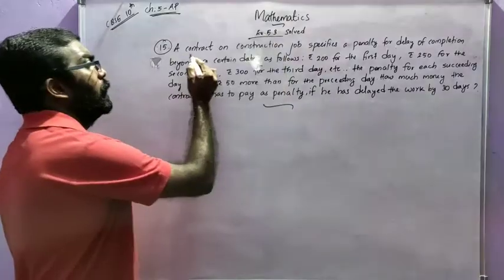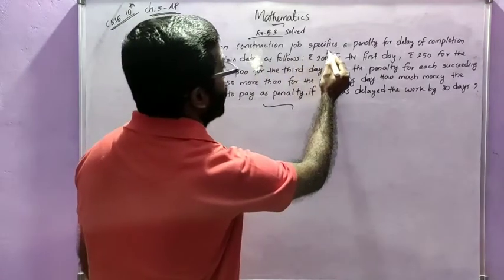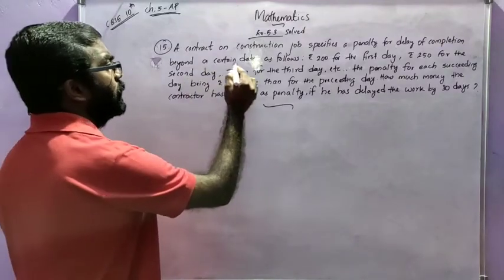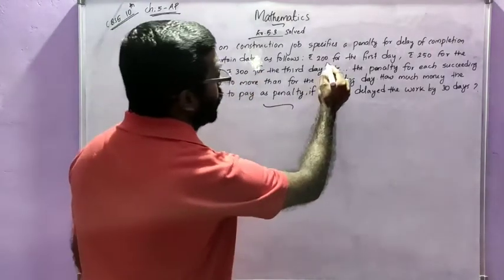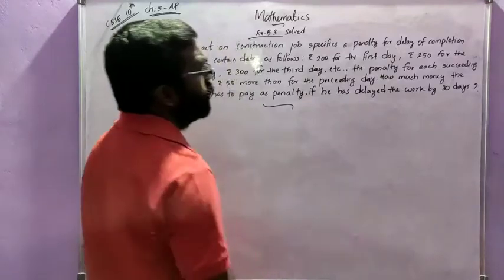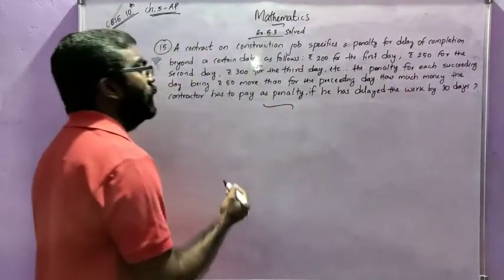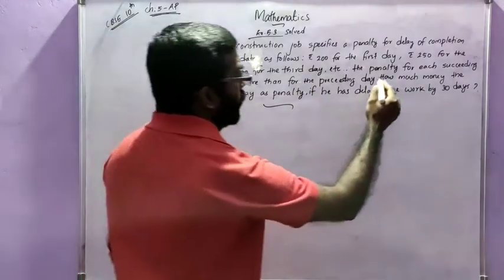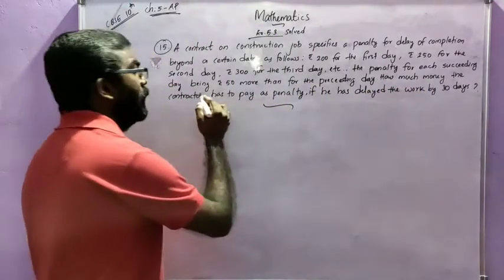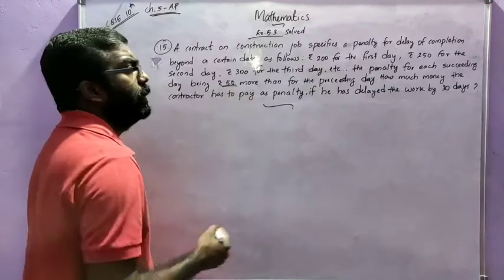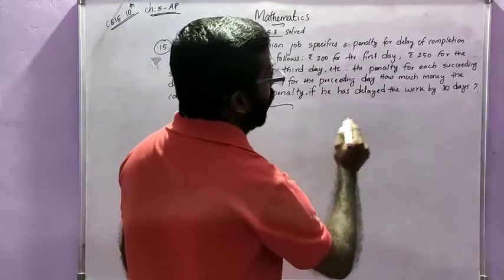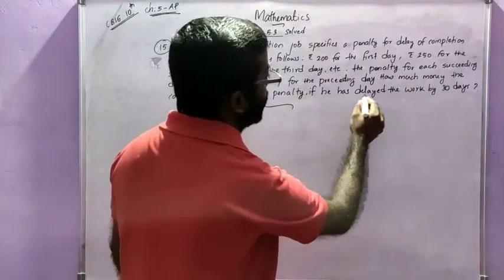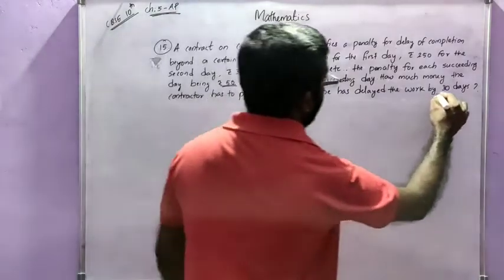Let's start. A contract on construction job specifies a penalty for delay of completion beyond a certain date as follows. Rupees 200 for the first day, rupees 250 for the second day, rupees 300 for the third day, etc. The penalty for each succeeding day being 50 more than for the preceding day. How much money the contractor has to pay as penalty if he has delayed the work by 30 days?